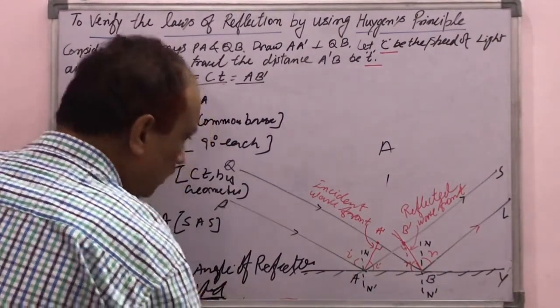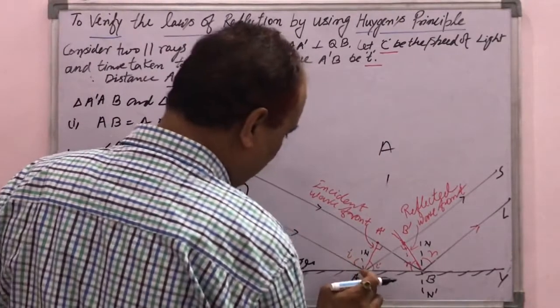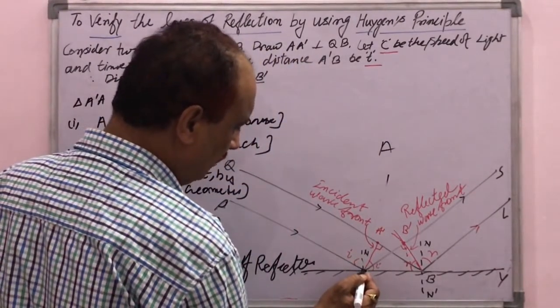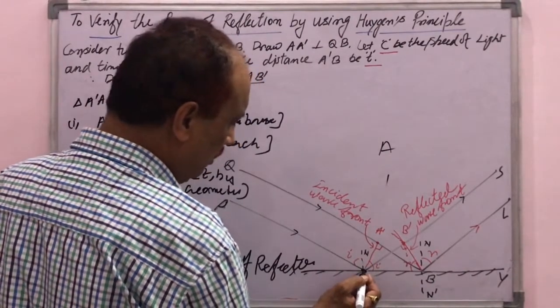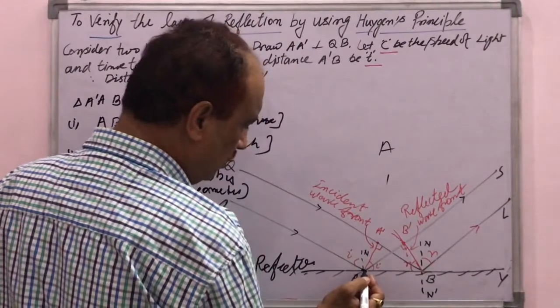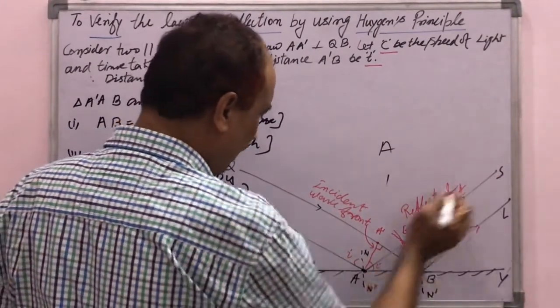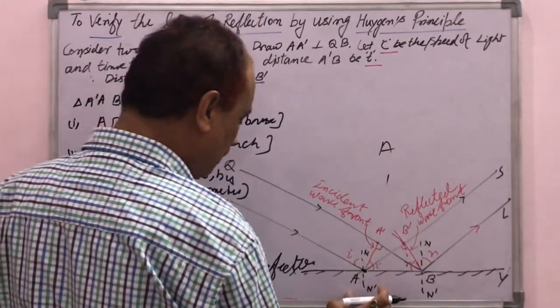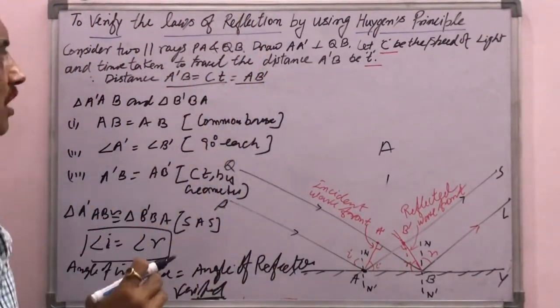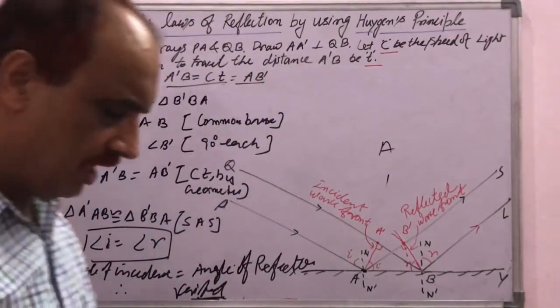Similarly, the incident ray, the point of incidence which meets at the point A, the normal drawn at the point A, and the reflected ray which is also passing from the point A to S, all lie in the same plane. Hence the laws of reflection are verified by using the Huygens principle.